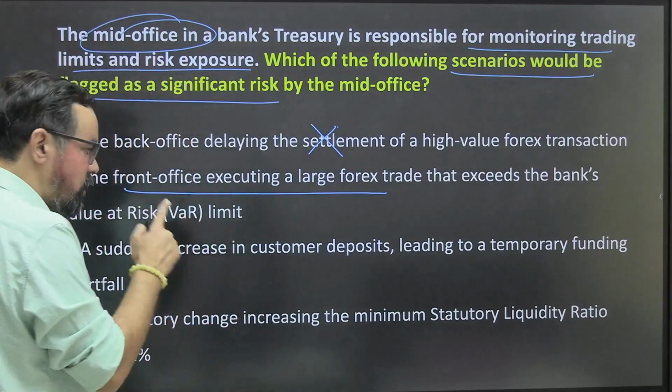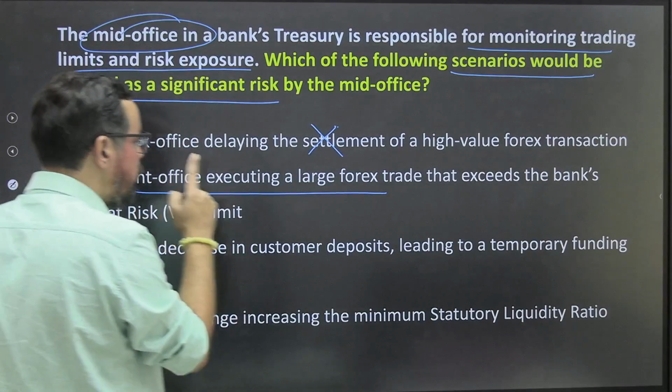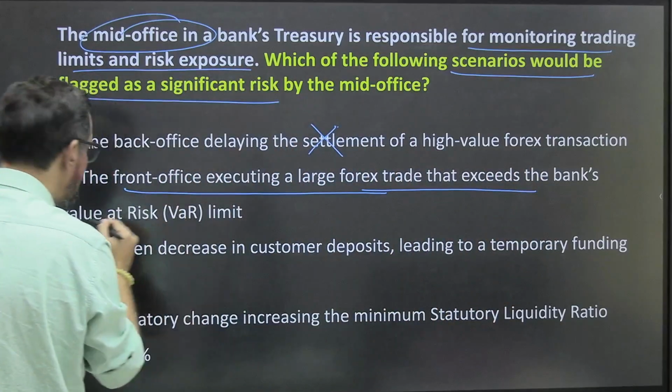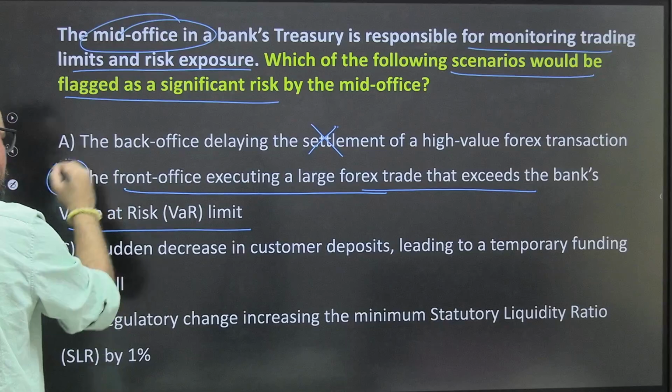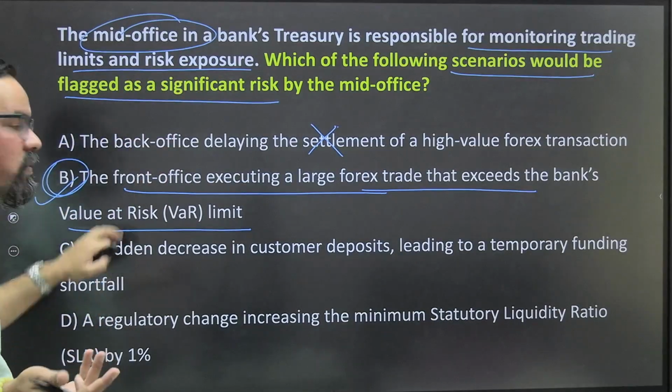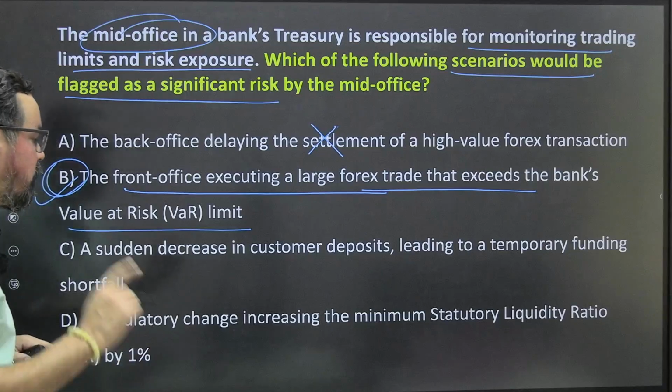ठीक है, तो जैसे एक मेरे को केस दिख रहा है यहाँ पे, the front office executing a large forex trade that exceeds the bank VaR limit and all, 100%. ठीक है, so in this case your team or your MIS itself will send some alerts कि भैया गड़बड़ हो रहा है, गड़बड़ हो रहा है.